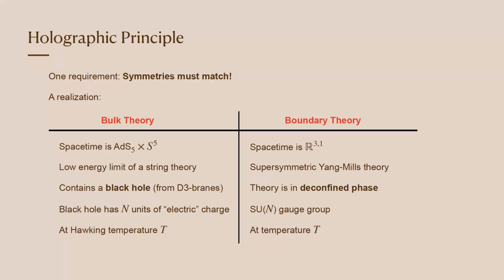And the bulk theory has a temperature. It contains a quantum black hole with a Hawking temperature T. And the boundary theory is a finite temperature theory with the same temperature. Okay? So that's one realization. There are many such realizations.